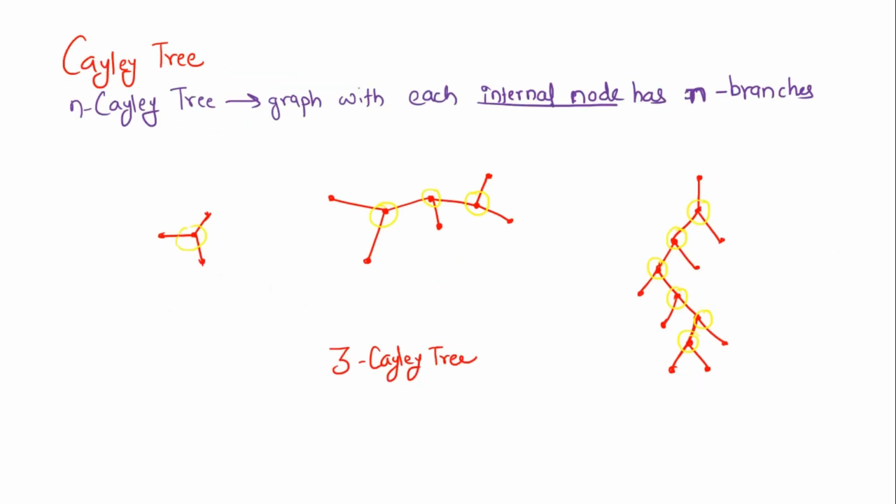Kylie tree. An n-ary Kylie tree is a graph where each internal node has n branches. There are many examples of a 3-ary Kylie tree, but in one of them every internal node should have 3 branches. This one has 3 branches. Every internal node should have 3 branches. This is again having 3 branches, and the same with this.